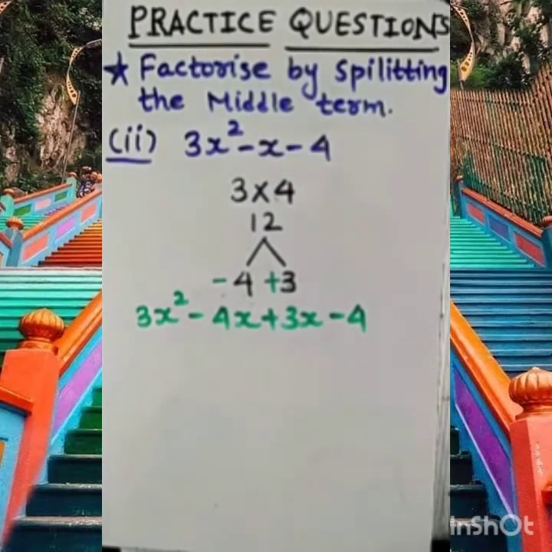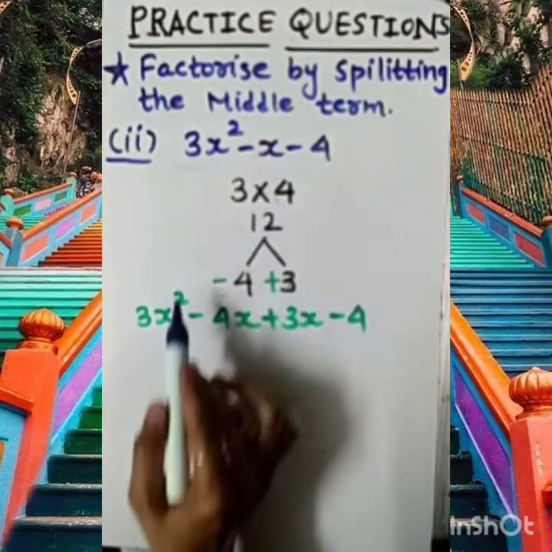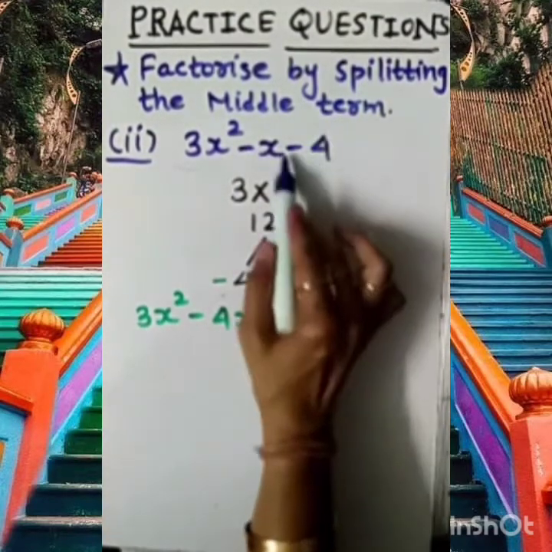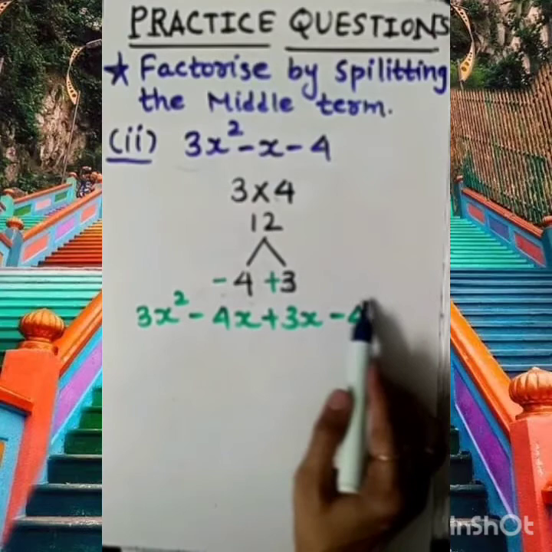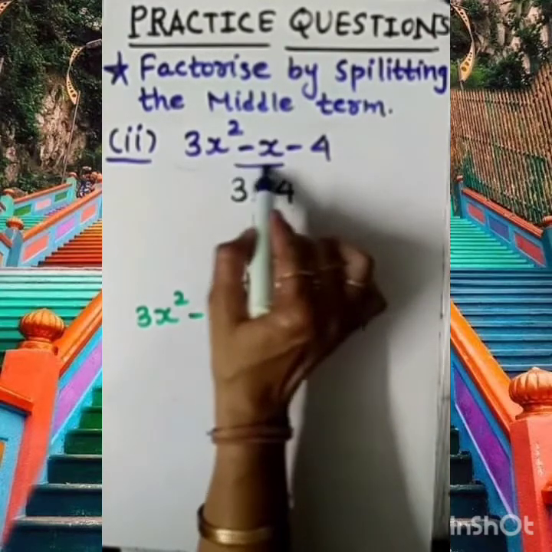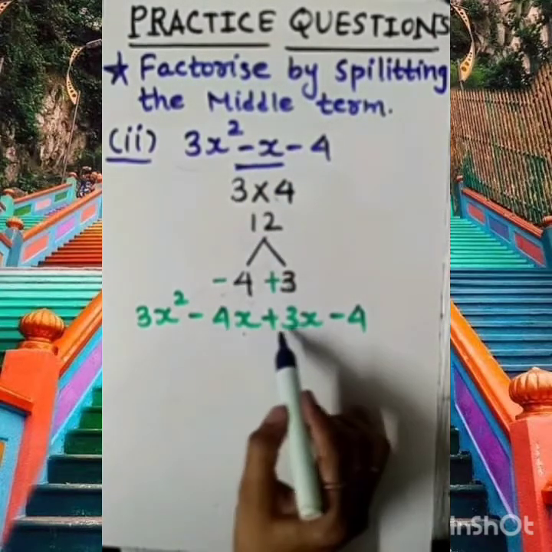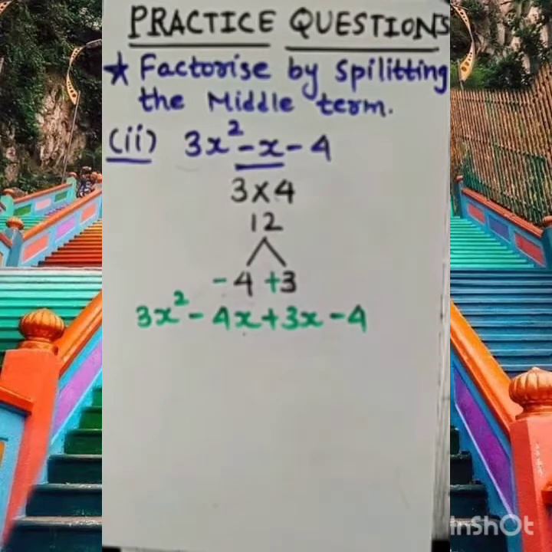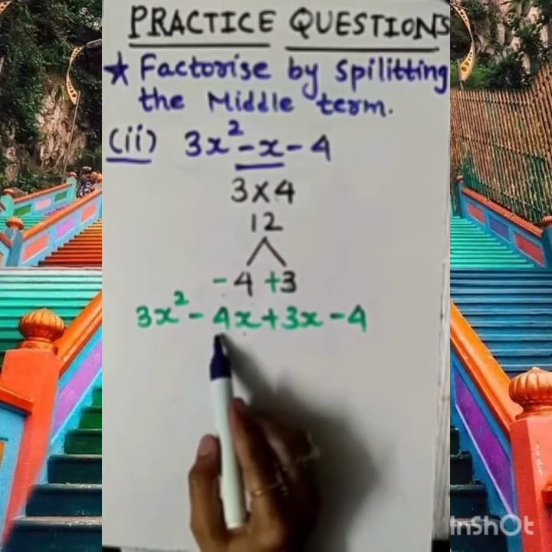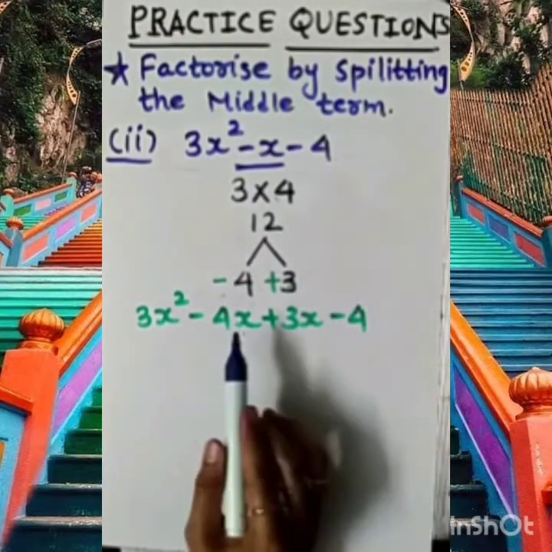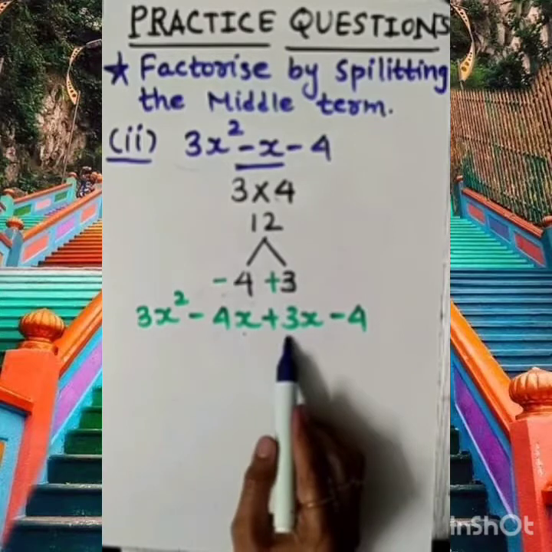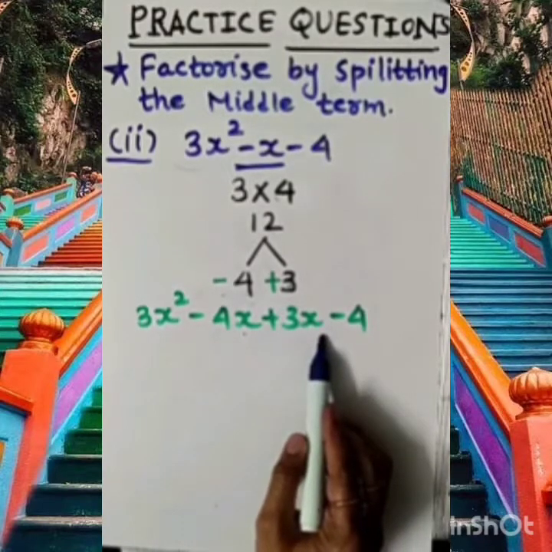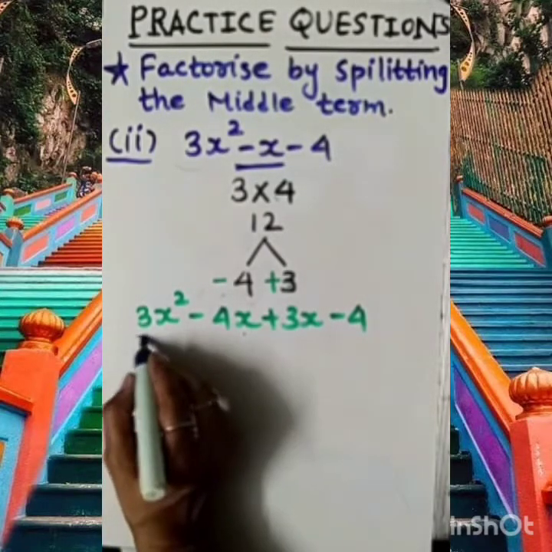You can see here once again I am comparing. The first term is 3x square as it is, the last term is minus 4 which is as it is, and minus x can be written as minus 4x plus 3x. As per the name of this method, factorization by splitting the middle term, we have split this minus x in the form of minus 4x and plus 3x. Now let's make a pair.